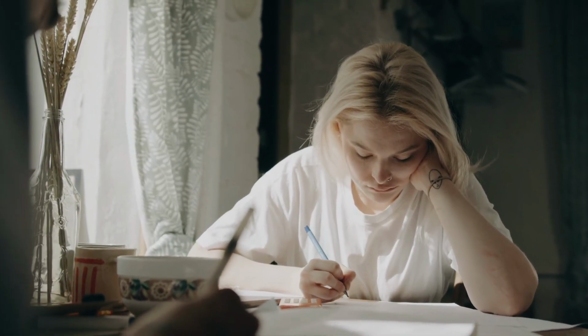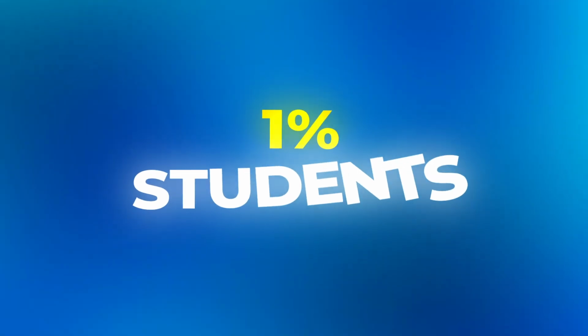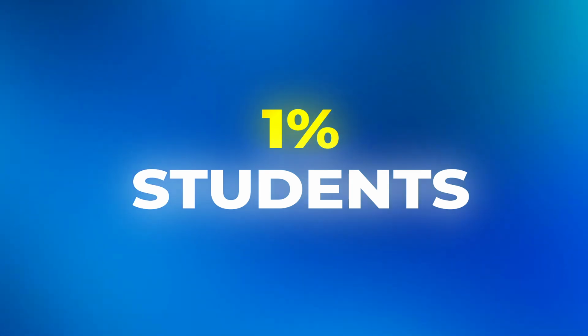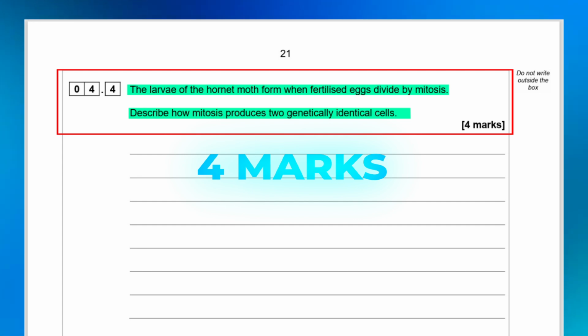Okay, so now we're moving on to the question that we teased about in the beginning of this video. And this is the one that only 1% of students got 4 marks for. This is question 4.4. And it reads as the following. The larvae of the hornet moth form when fertilized eggs divide by mitosis. Describe how mitosis produces 2 genetically identical cells for 4 marks.